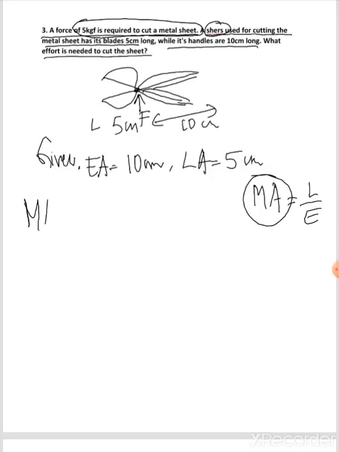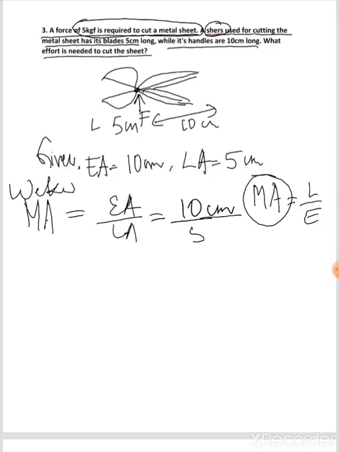So let's write here. We know mechanical advantage equals effort arm by load arm. Effort arm is 10 centimeter. Load arm is 5 centimeter. Centimeter gets cancelled. So 5 ones are 5, 5 twos are 10. So the mechanical advantage here is 2. Now we need to find the effort.